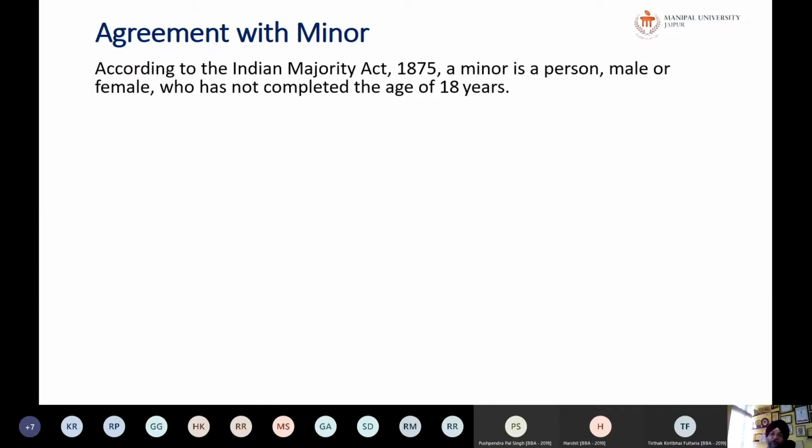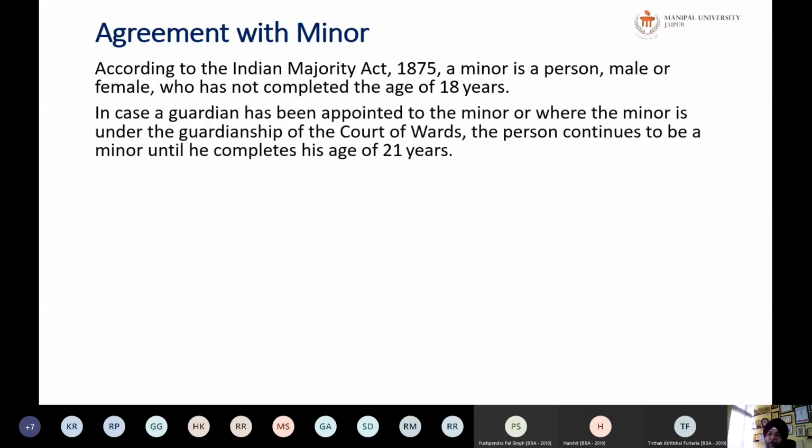According to the Indian Majority Act 1875, a minor is a person, male or female, who has not completed the age of 18. A person who has not completed the age of 18 is not eligible to make a contract. In case a guardian has been appointed to a minor, now this is another feature. So we have two majority ages: one is 18 years and another is 21 years.